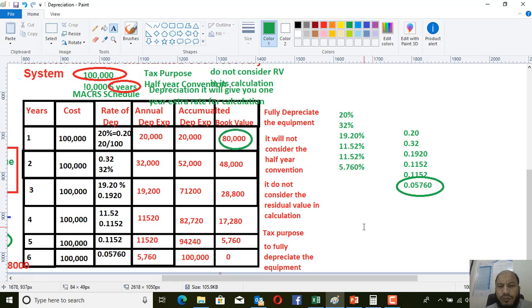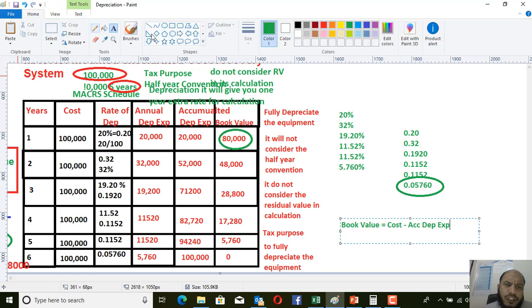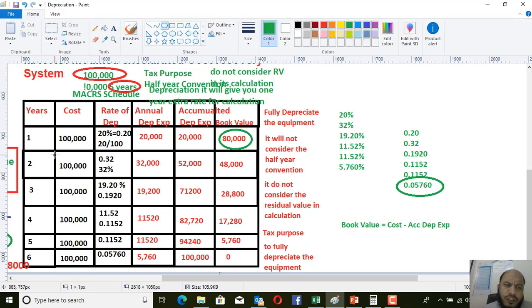Book value is equal to the cost of the machinery or equipment minus the accumulated depreciation expenses. So when we deduct the accumulated depreciation expenses from the original cost, it will give us the book value. So see, dear students, here we have, for example, the 100,000 in year 2, and we have multiplied this with this rate.